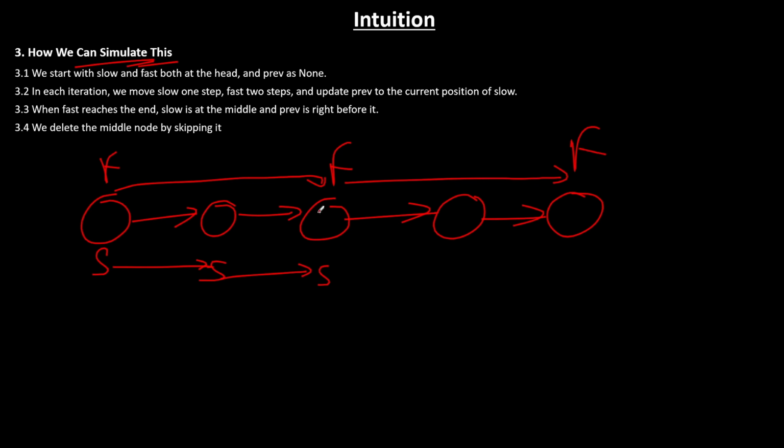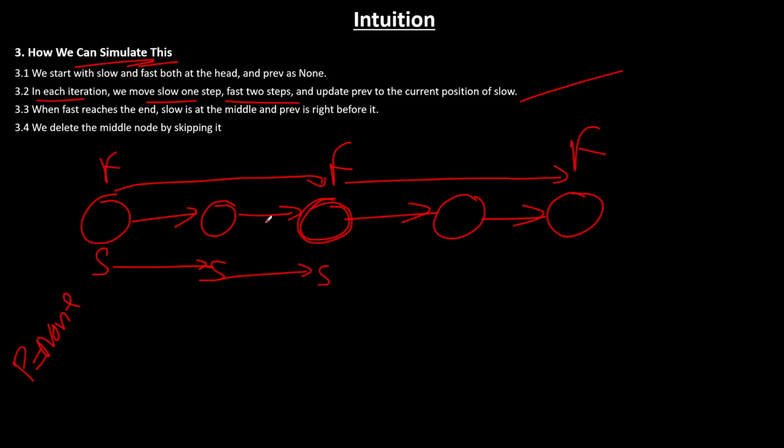We got the middle pointer here. This is the middle, as you can see. Now in each iteration, we move slow one step and fast two steps. Now what? As I said, we will also have a previous pointer with us, right? Now previous is here, and let's point previous to None beforehand.